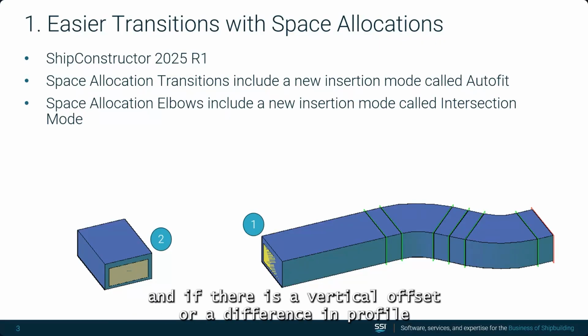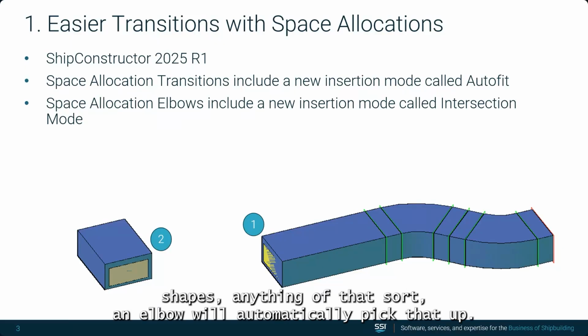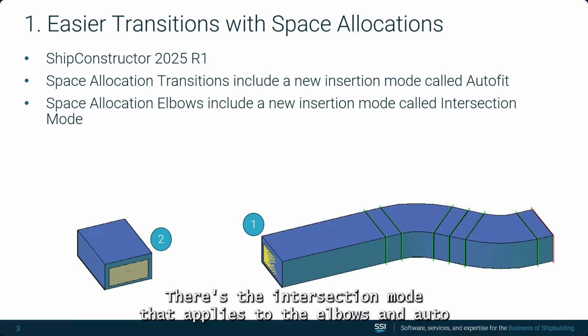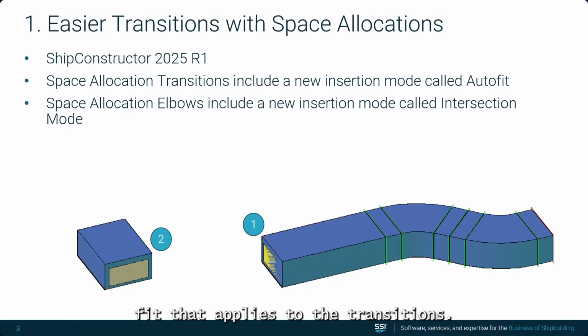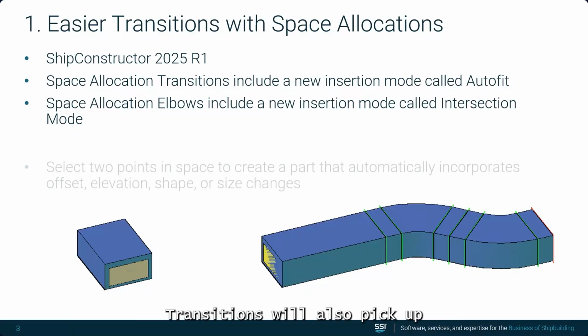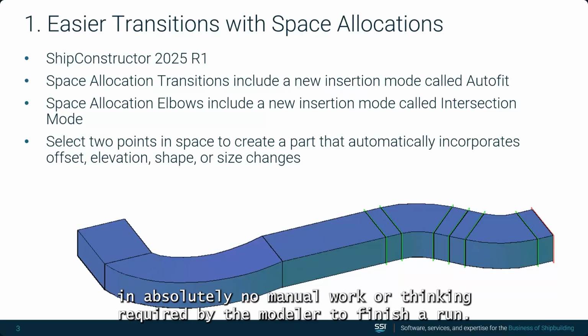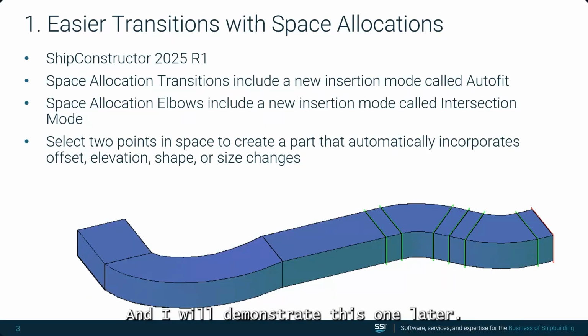And if there is a vertical offset or a difference in profile shapes, anything of that sort, an elbow will automatically pick that up. This can be the space allocation elbows or transitions. There's the intersection mode that applies to the elbows and auto fit that applies to the transitions. Transitions will also pick up length and any additional offsets required between the two ends, resulting in absolutely no manual work or thinking required by the modeler to finish a run. And I will demonstrate this one later.